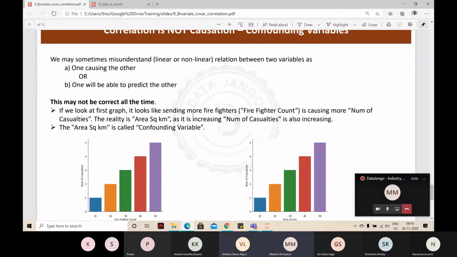Regarding this confounding variable, a dataset can have more than one confounding variable based on the requirement. But based on the requirement, we should find out the confounding variable of that problem or query. Generally, when you know business, you will know the confounding variables.